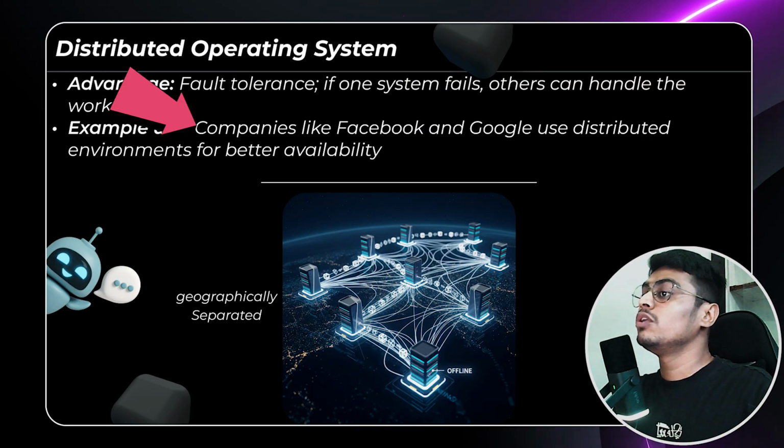Companies like Facebook and Google use a distributed environment rather than keeping everything in one location. This provides better availability and fault tolerance.